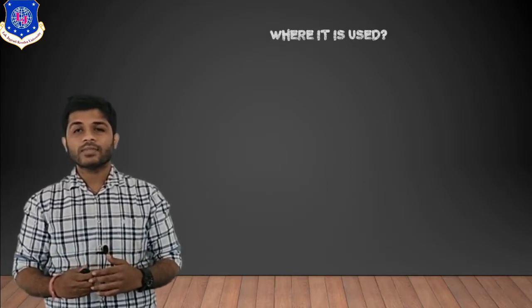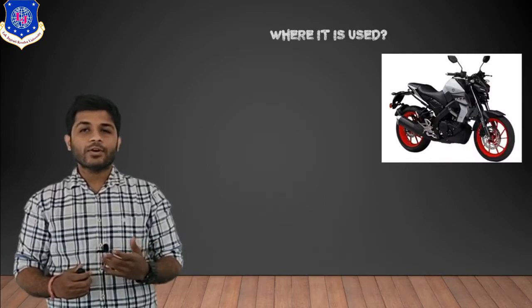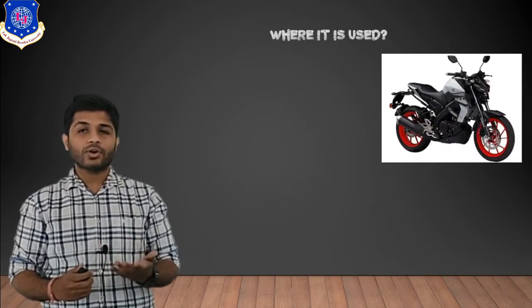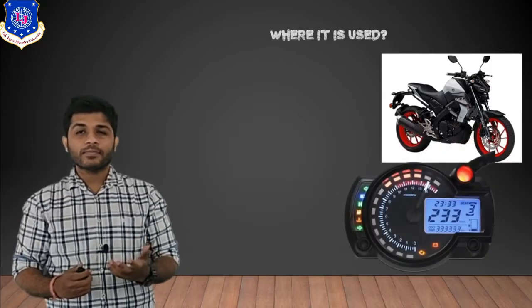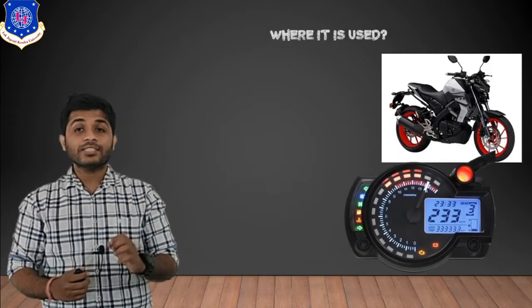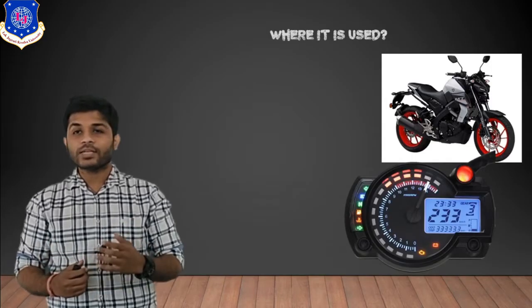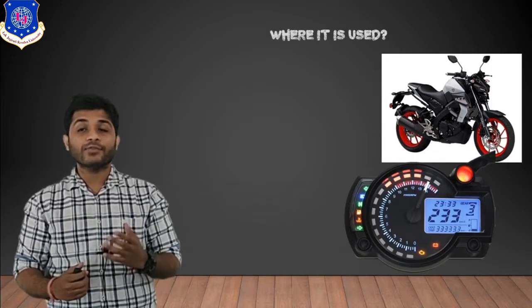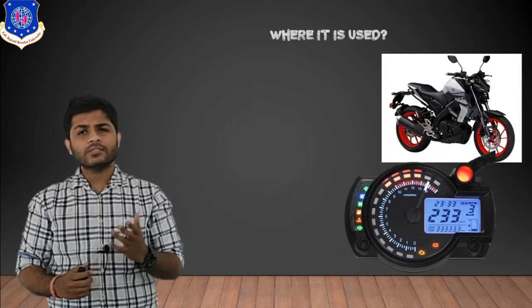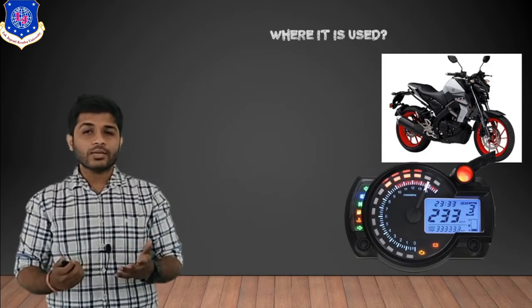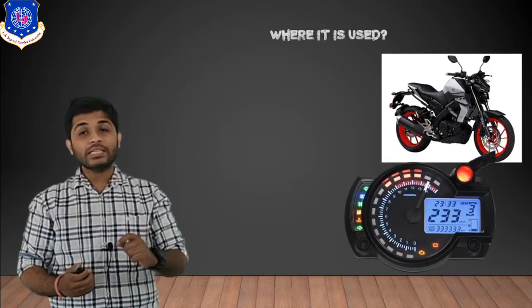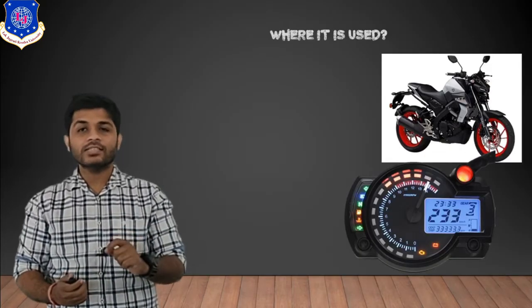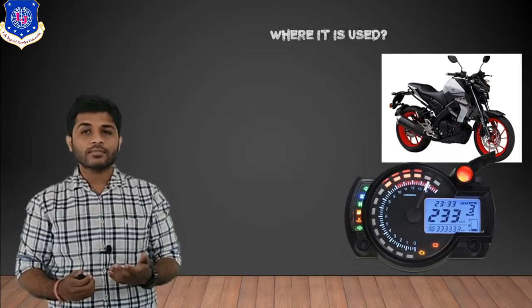For example, if you are driving your bike to your college, that bike has a digital odometer. In that odometer, you can see different information such as the average, the fuel indicator, the speed, and you can also see whether the indicator is turned on or off. It means that your bike contains a microprocessor in it.